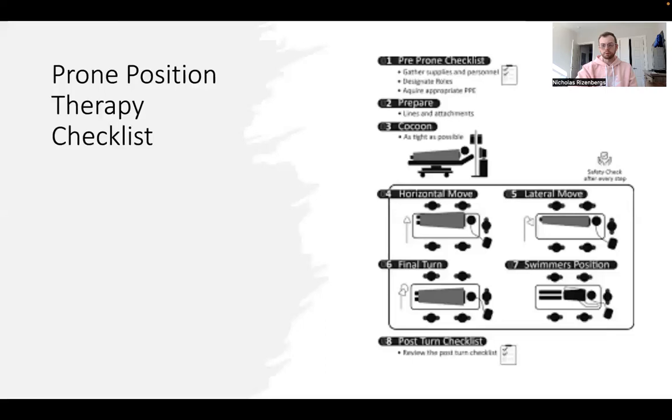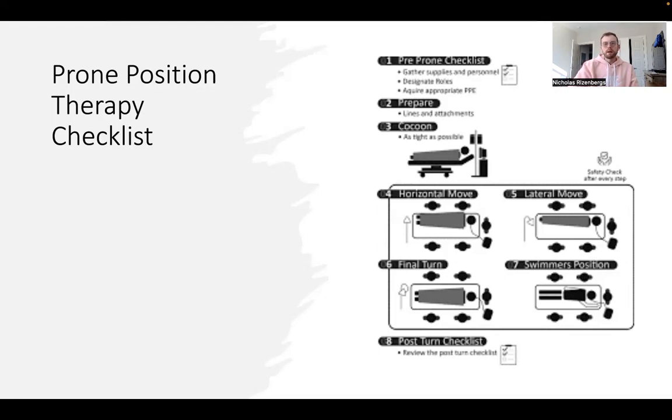Then you're going to do the lateral move. So horizontal, then lateral. We're going to turn them up one way like this. One arm in the air, one arm in the bed. Final turn onto their stomach. And then, seven, we're going to place them in the swimmer's position, which I'm going to talk about a little bit more after that.